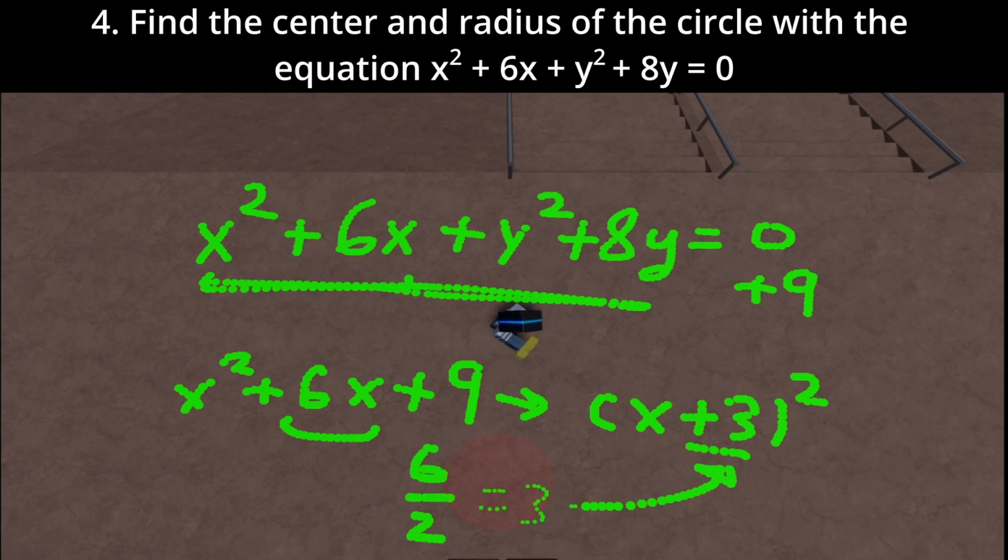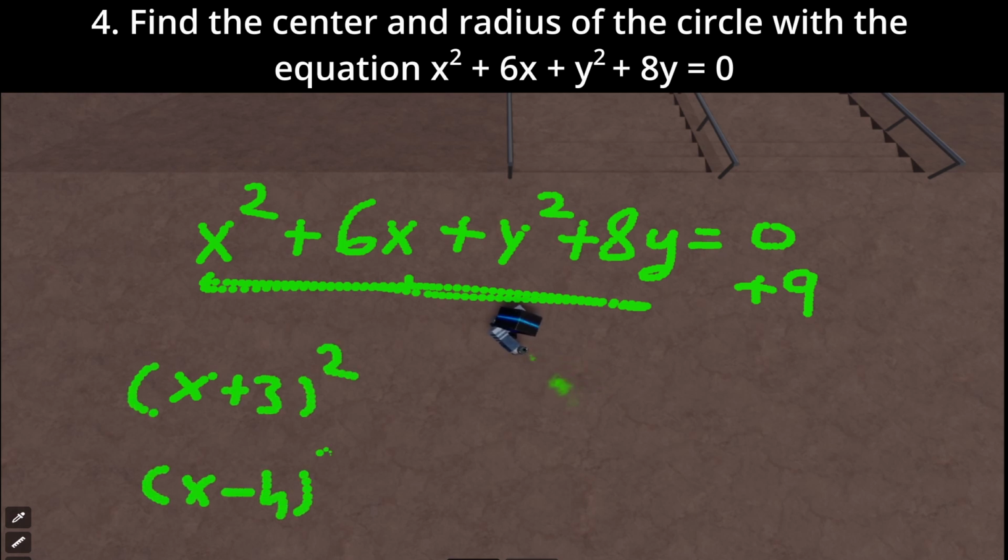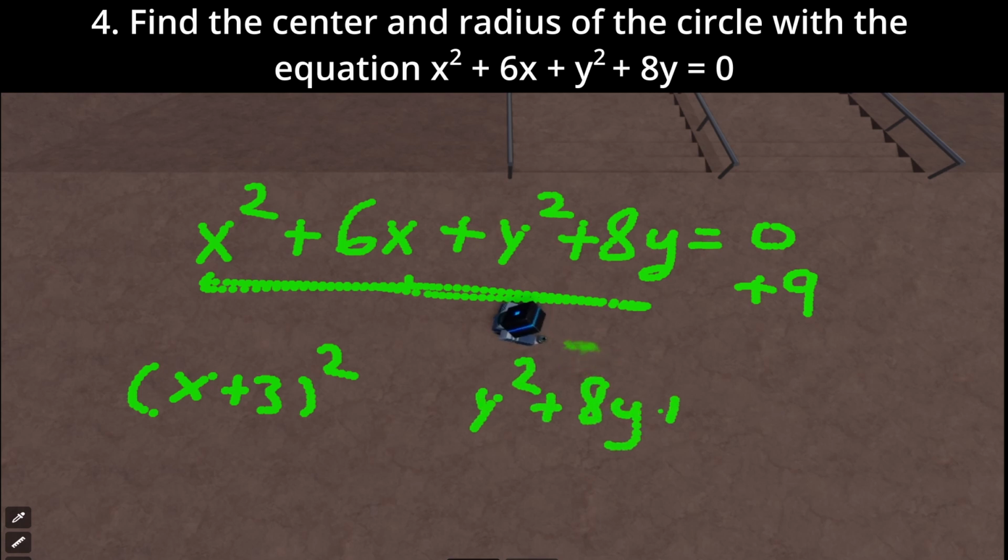So now I have that when we factor the x terms, we get x plus 3 squared. And that's in x minus h squared form. So we're good with the x terms. Let's move on to the y terms. So now I have y squared plus 8y. I need to add a special number to this side, or over here, that will allow me to factor this. So what number do I add?